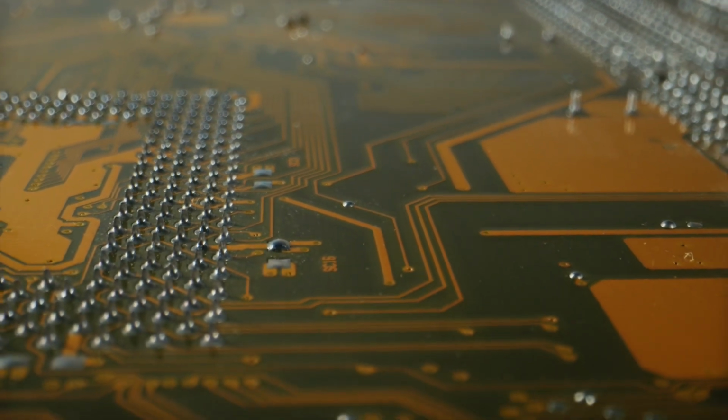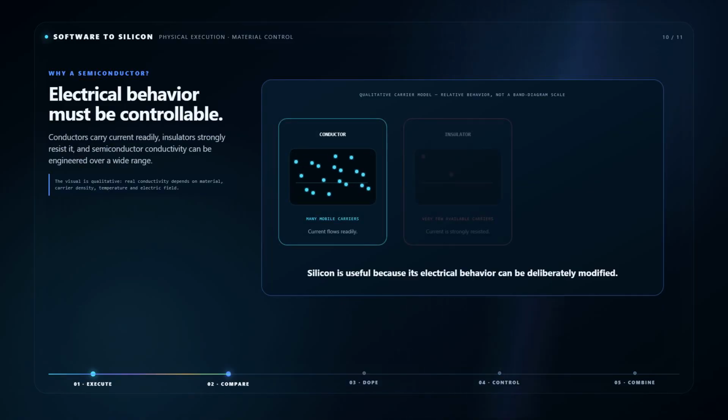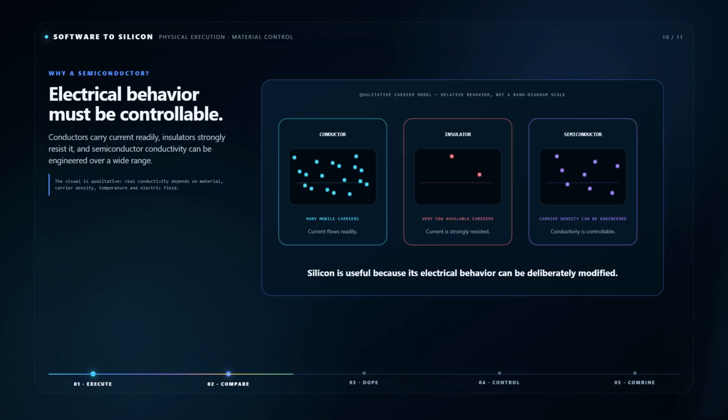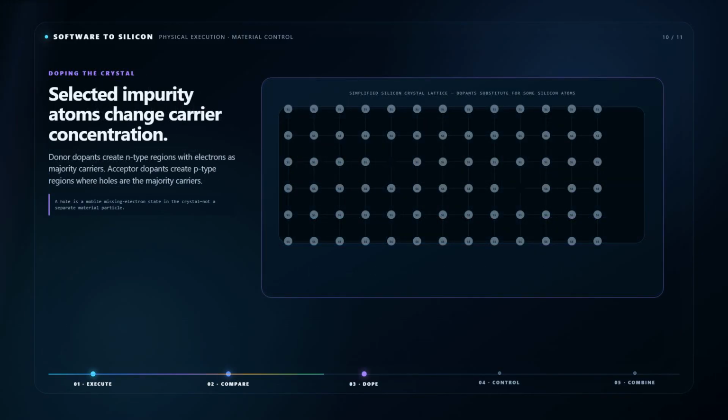Why silicon? Because it can be controlled. A conductor lets electricity flow easily. An insulator resists it. Silicon sits between those extremes. By adding carefully chosen impurities to tiny regions of silicon, and by applying controlled voltages, engineers can decide where current should flow and where it should stop. That controllability makes the transistor possible.